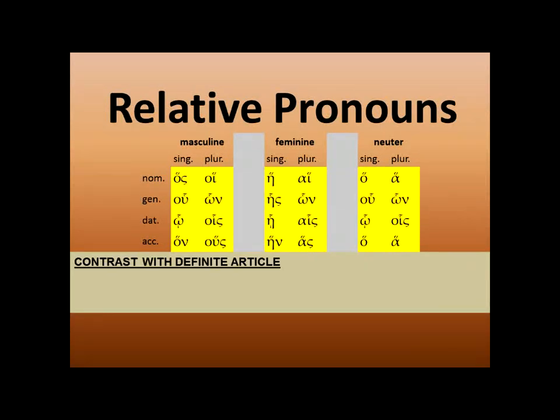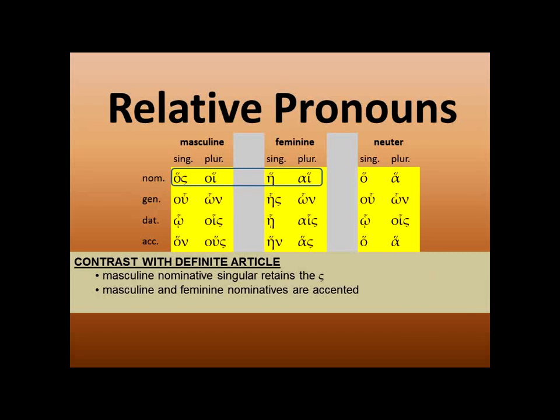So let's contrast the relative pronoun with the definite article. The masculine nominative singular relative pronoun retains the sigma. You'll remember that the definite article is simply ho without a sigma. The masculine and feminine nominatives are accented. You'll remember that the definite article looks just like these forms, with the exception that the nominative singular does not have a sigma in the definite article, and the definite articles are not accented in the nominative singular and plural for the masculine and feminine forms.